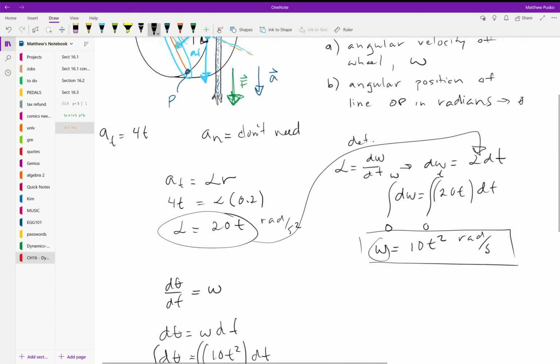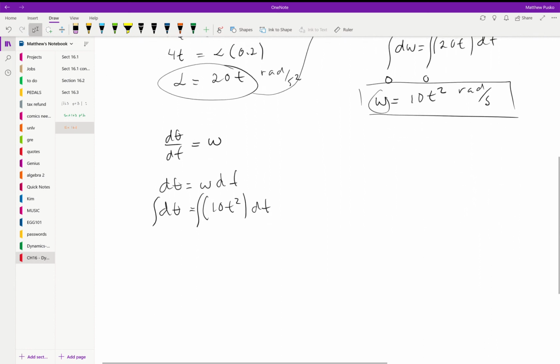They asked for the angular position in radians. We would normally be given the time, but we can just integrate this from 0 to t for now, and 0 to theta, and that's going to give us 3.33, or 10 thirds t to the third, and then we're just down to radians at that point.